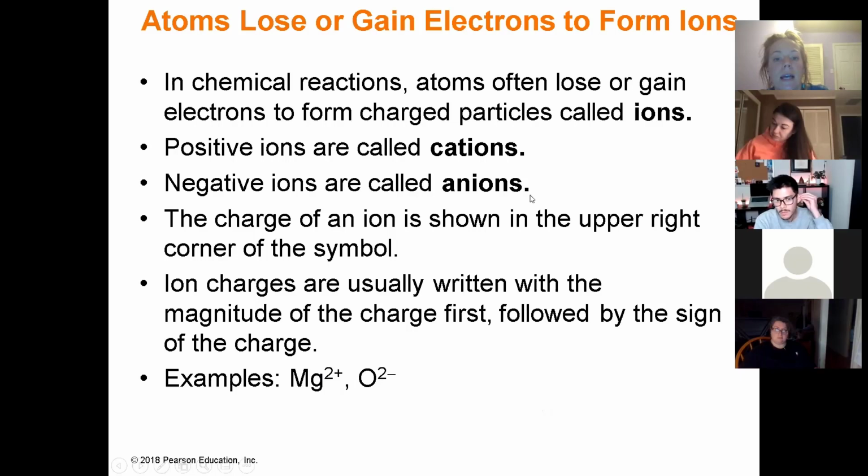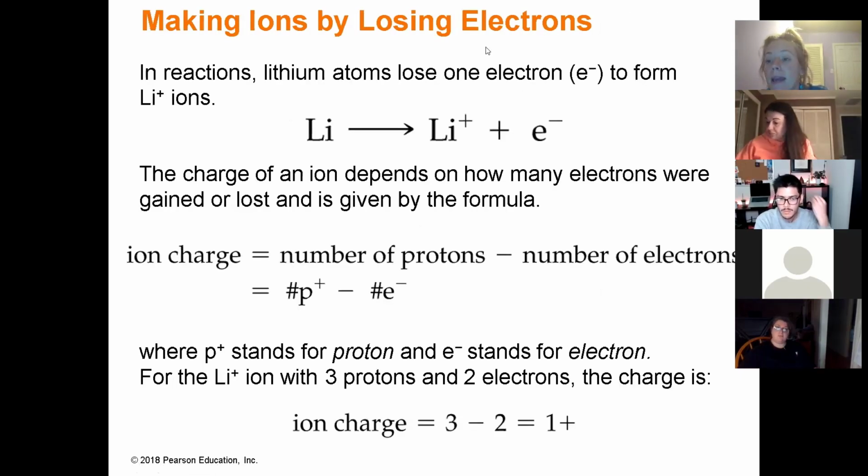So if we look at something that's going to form a cation like lithium, lithium tends to give up 1 electron. Here's the electron that's going away. Bye-bye. What it's left with is what was originally lithium minus 1 of those negatively charged particles, which allows it to be positive.